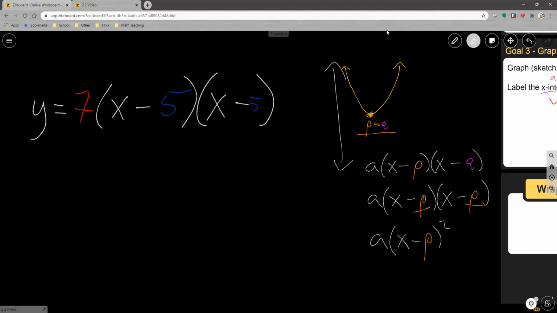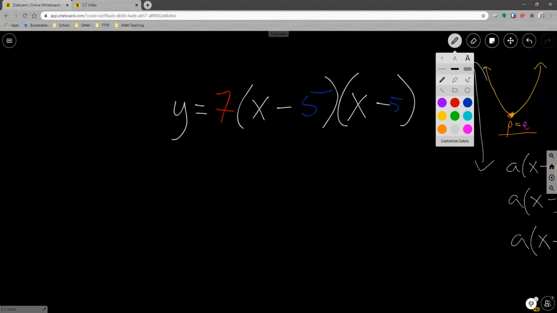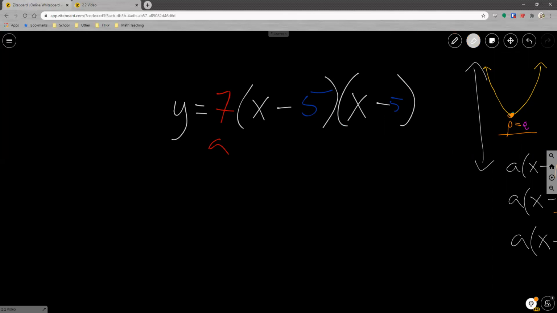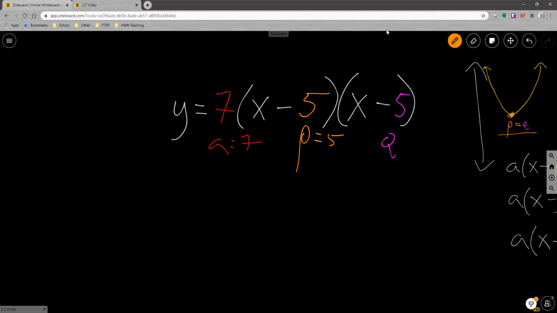I'm going to erase this stuff over here. So this is my equation. I'm looking at this in intercept form. This is my A value. This 5 is my P value. And this 5 is my Q value. So A is equal to 7. P, in this case, is going to be equal to positive 5. And Q is going to be equal to positive 5 as well.